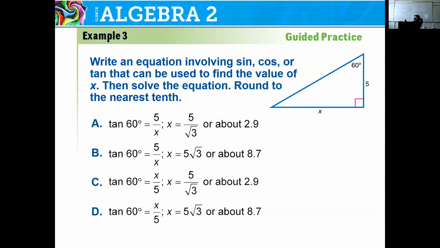Okay, if we use the calculator and multiply the tangent of 60 times 5, we would get about 8.7, or 5 square root of 3. Okay, once again, they're just setting it up and then solving for the variable. So it's basically the exact same question as that last one.